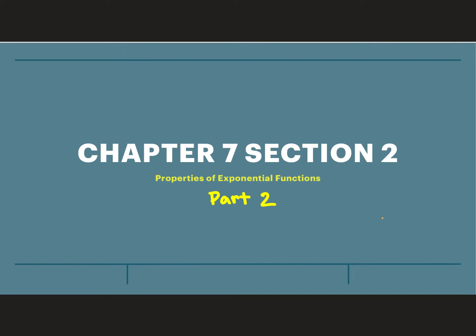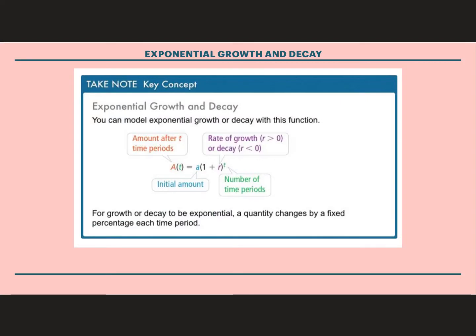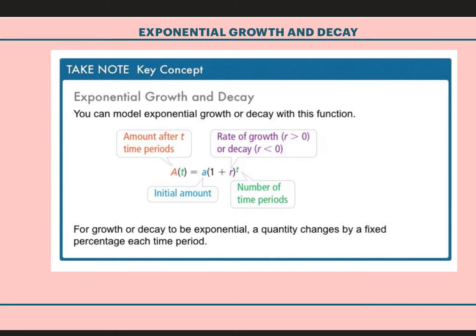All right, 7.2 part 2. We're going to continue with properties of exponential functions, but we're not graphing them anymore. We're going to use them to solve equations. Lucky for us, our equations in this section are actually going to be the equations we write, because it's going to be word problems. So we have to come up with the equation.